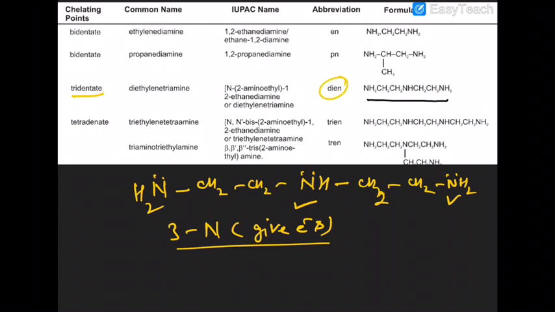Its popular name is dien. It is diethylene triamine. So it is a tridentate ligand. Then you have a tetradentate, in which 4 groups can give you lone pair. Remember that dien is diethylene triamine, and it is a tridentate.